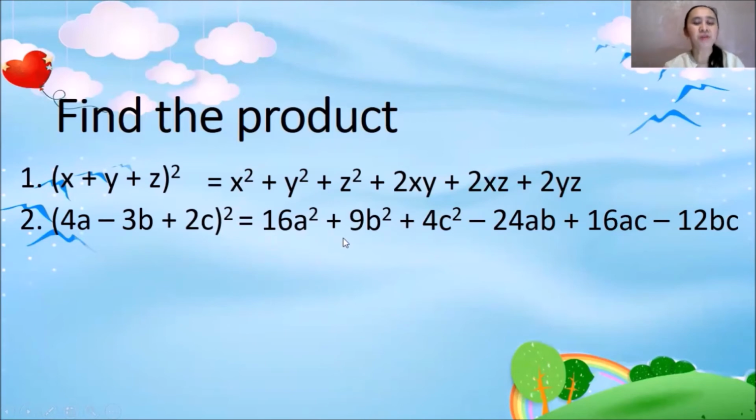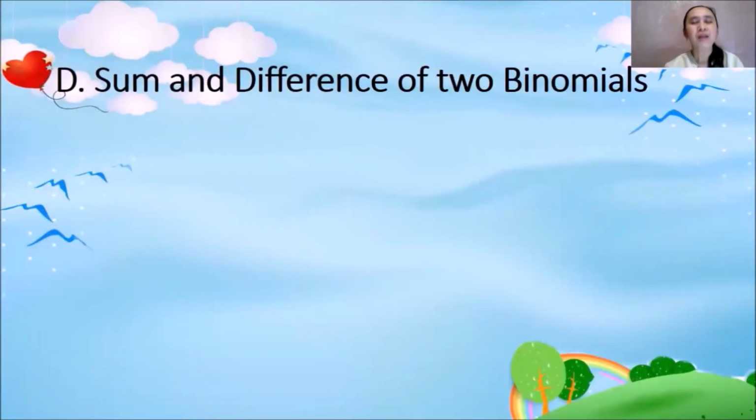And the last term of the trinomial product is equal to twice or 2 times negative 3 is negative 6. And negative 6 times 2 is negative 12 or minus 12. And b times c is equal to bc. So, ito yung product ng given. I hope clear po ang ating dinidiscuss. Now, we will proceed to the next, which is the sum and the difference of the two binomial.